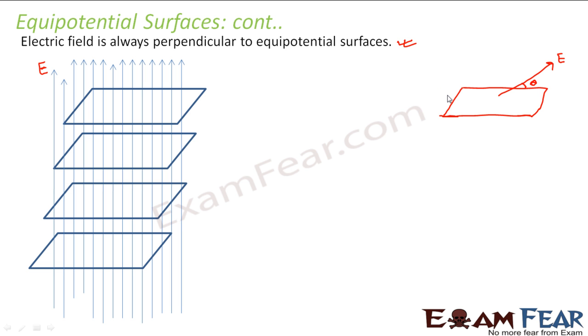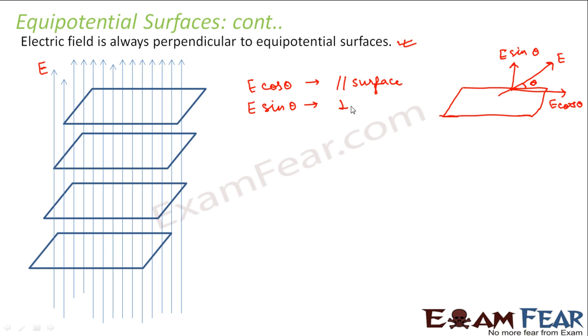So what is our intention now? Our intention is to prove that this theta is equal to 90 degree. So now let us resolve this electric field into its horizontal and vertical components. What will be its horizontal component? It will be E cos theta. And this side it will be E sin theta. What would be the direction of E cos theta? E cos theta would be parallel to the surface, as it is clear from the diagram. Similarly, E sin theta will be perpendicular to the surface.